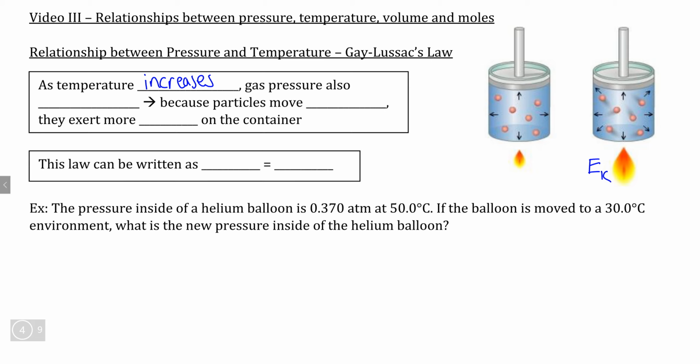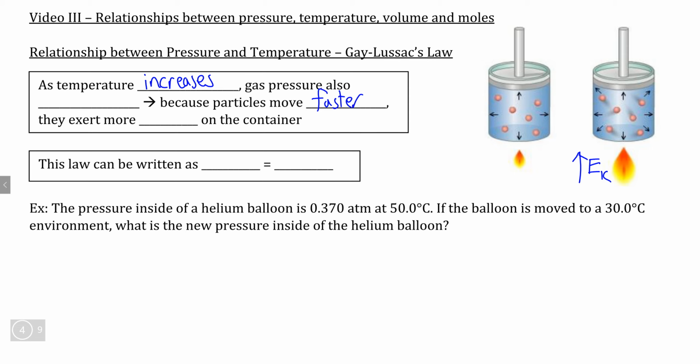Now, if we increase temperature, we know that temperature is simply a measurement of the kinetic energy that all gas particles have, which means that when we increase the temperature of a gas, their kinetic energy is going to increase, and all of the gas particles in the container being heated are going to move faster than before they were heated.